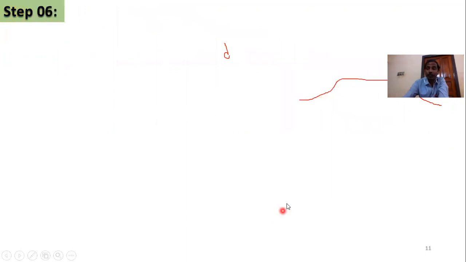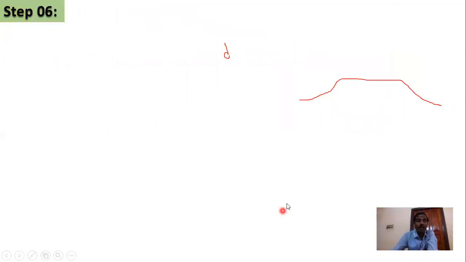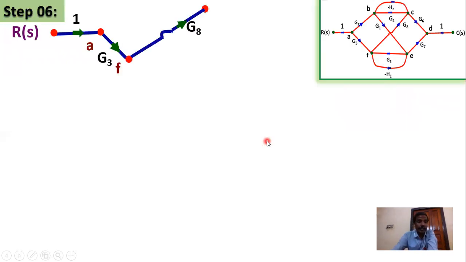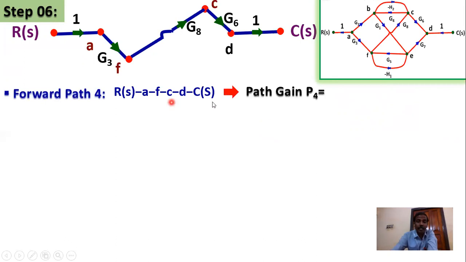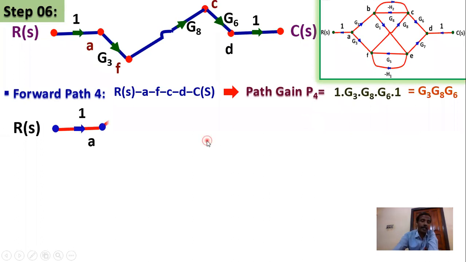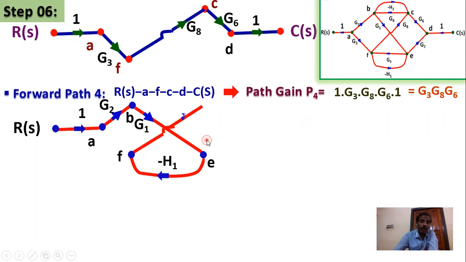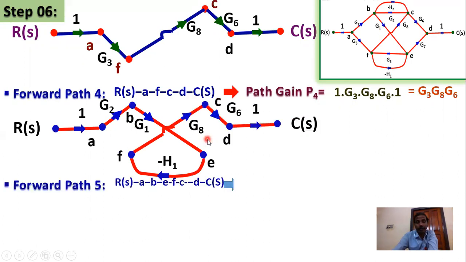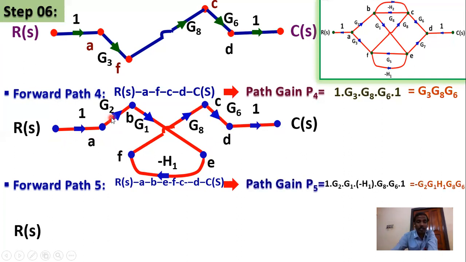And similarly, path gain R(S), A, F, C, D, C, and path gain 1, this is 1, this is G3, this is G8, this is G6, and this is also 1. So path gain 6, 4, then 5: R(S) to A to B, B to E, E to F, F to C, C to D, D to C. And the path gain equals 1, G2, G1, minus H1, G8, G6, 1. Finally, path 6.